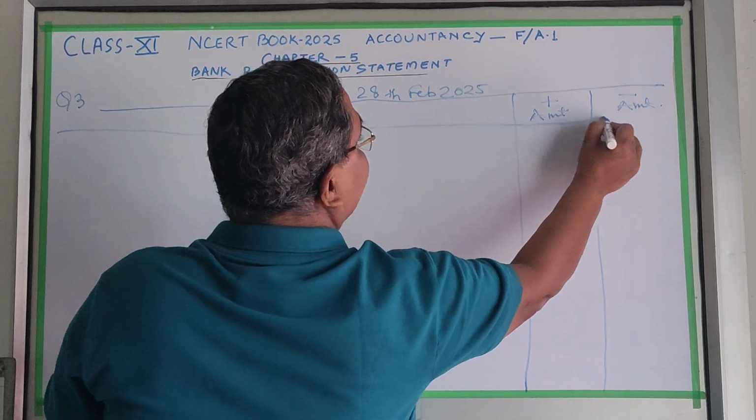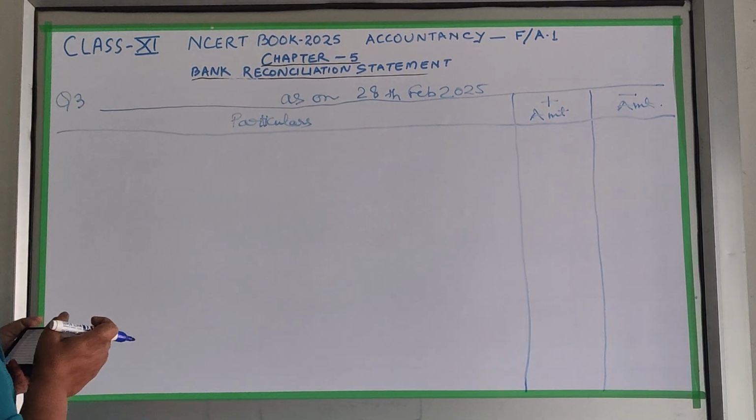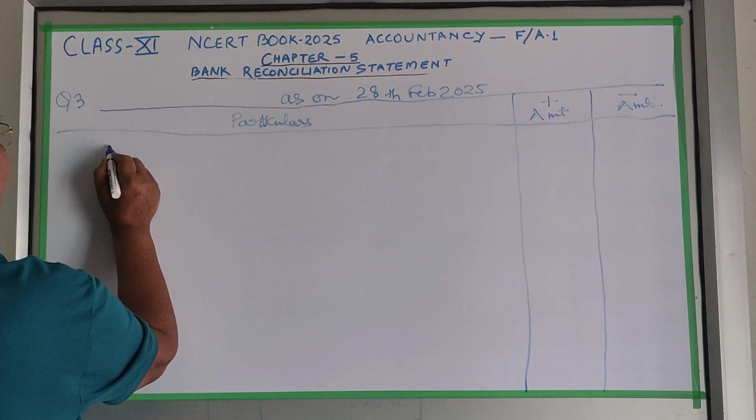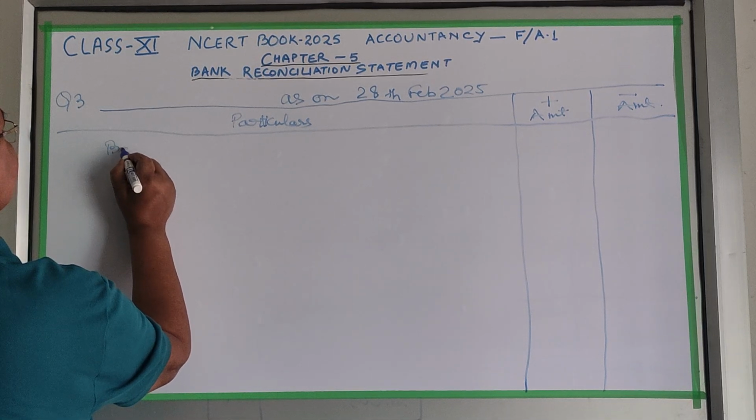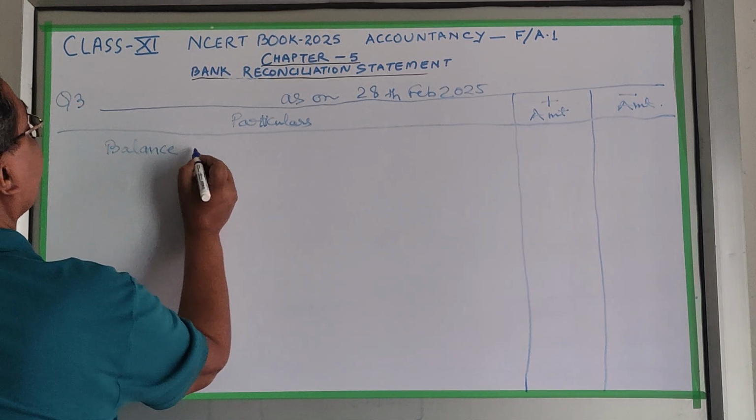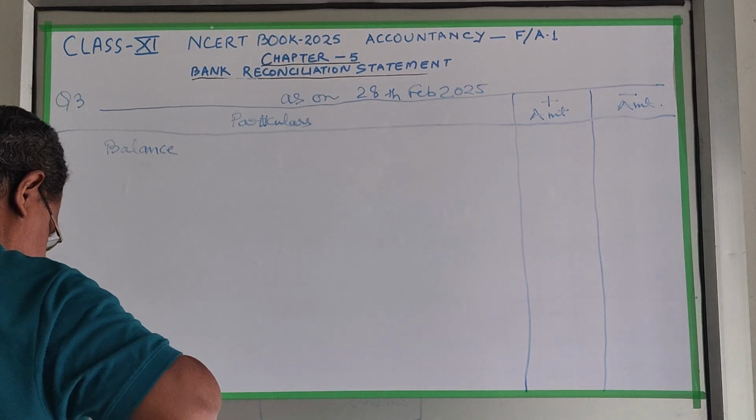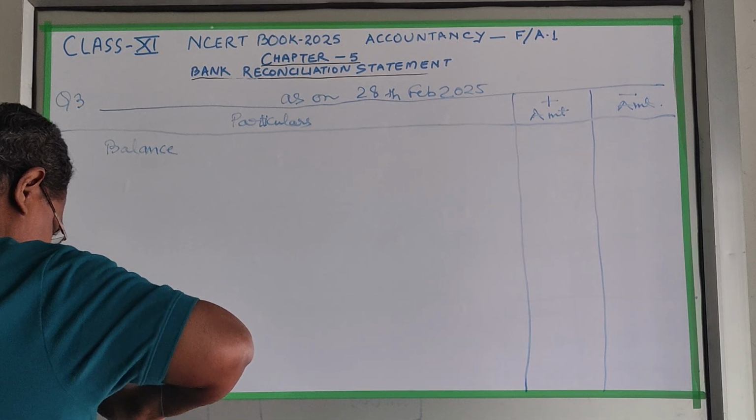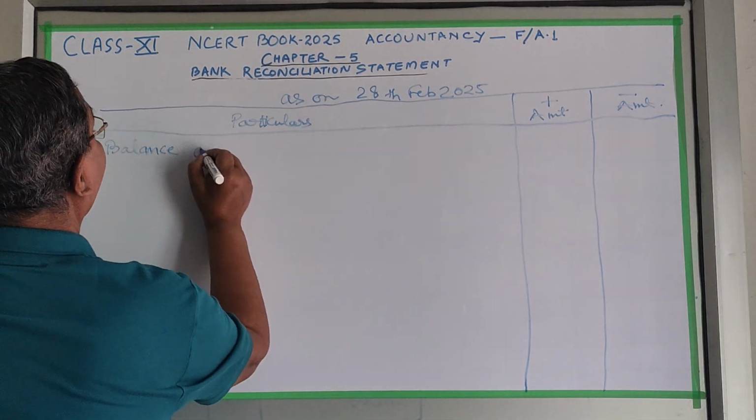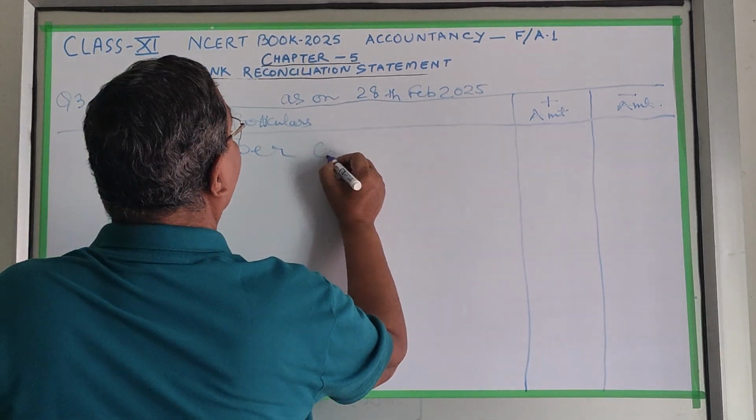It is better you watch my first video, then you will get an idea of bank reconciliation statement and why it is prepared. Now, always the first entry is balance. So we are first discussing balance as per cash book. Balance as per cash book.